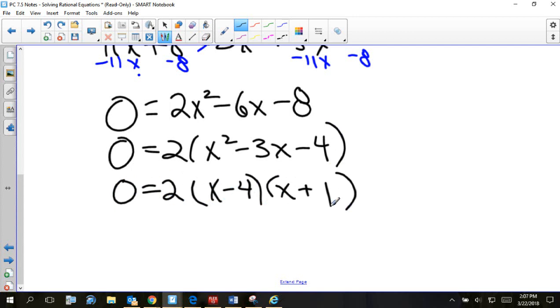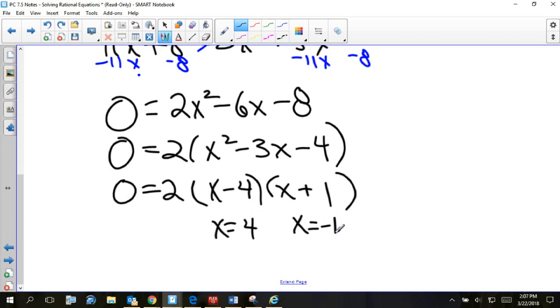Once you have it factored, 2 times x minus 4 times x plus 1, then you set each factor equal to 0. Do I solve 2 equal to 0? No, because 2 doesn't have a variable. We only want to know what x equals. So we do x minus 4 equals 0, and I get x equals 4. And we solve x plus 1 equals 0. We get x equals negative 1.